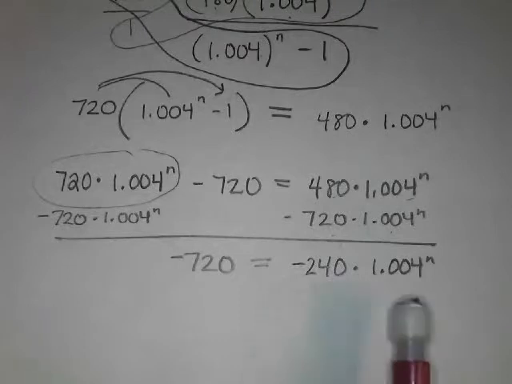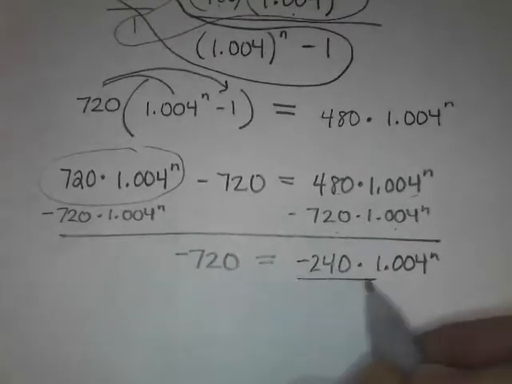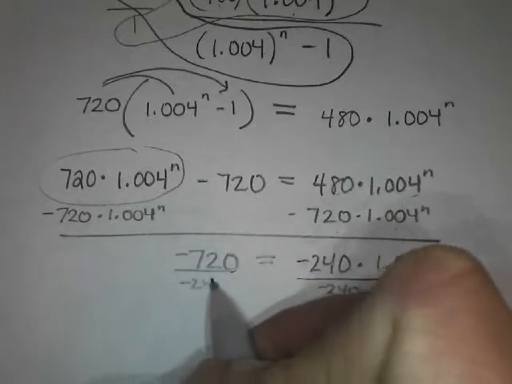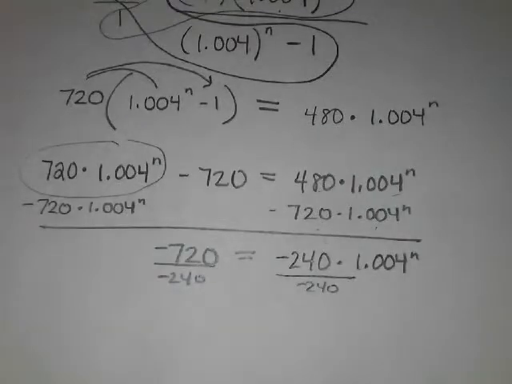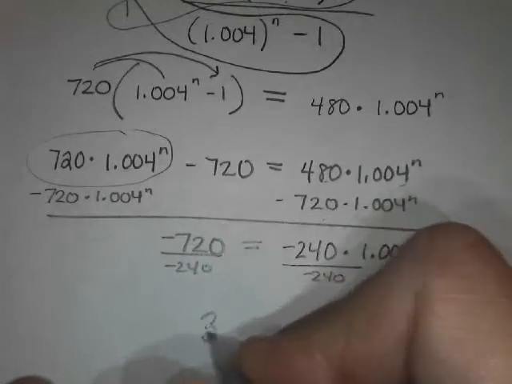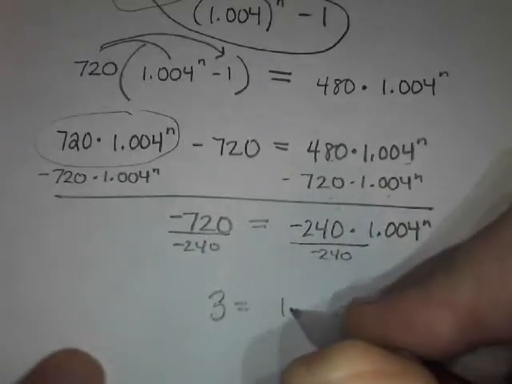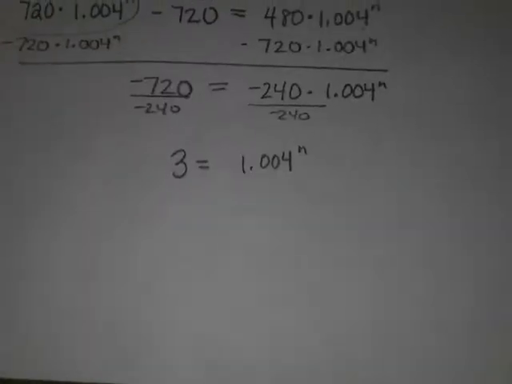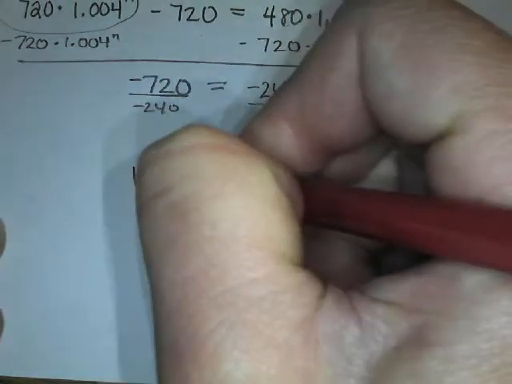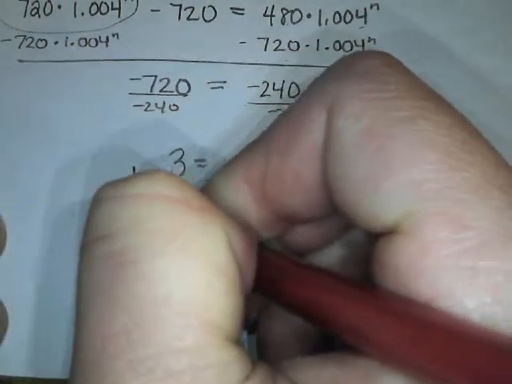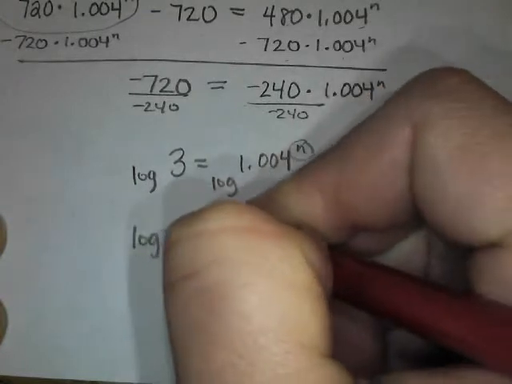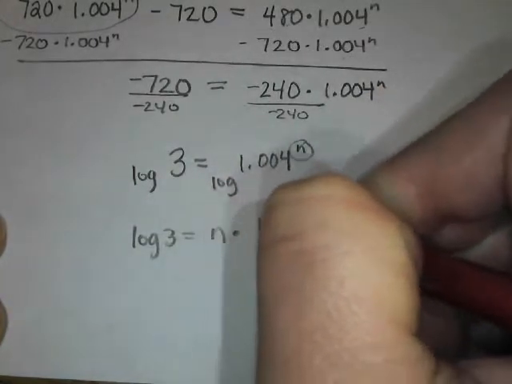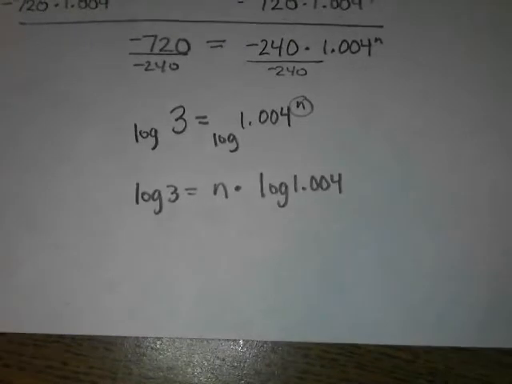And now it's a traditional log problem. What do I have to do first? Divide that negative 240 away. That's going to give me 3 on the left-hand side. Well, that was beautiful. And now what do I do to both sides? Log. So I get the log of 3 equals, remember that exponent now comes out in front, n times the log of 1.004. And to get n all by itself, Morgan, what do I do?